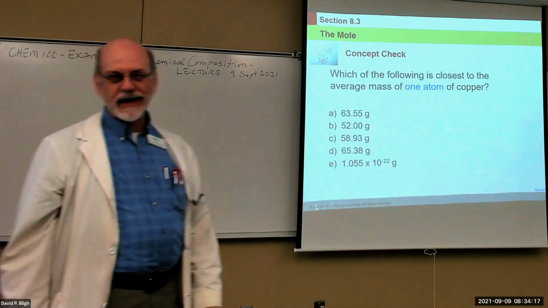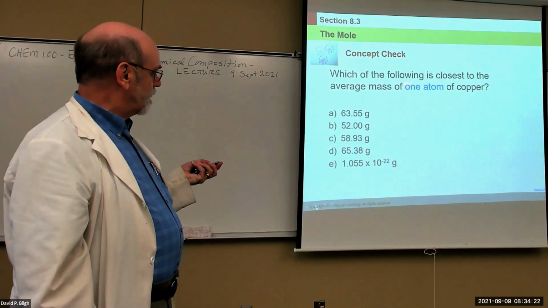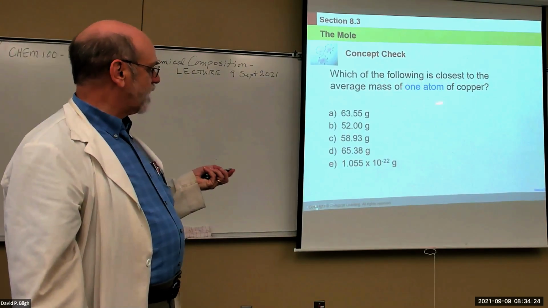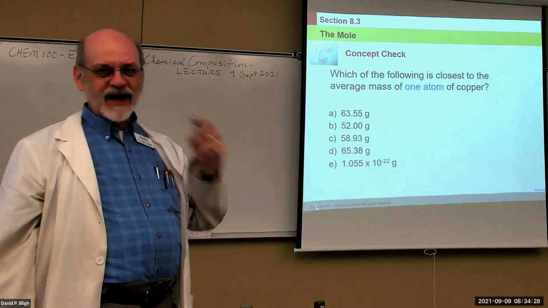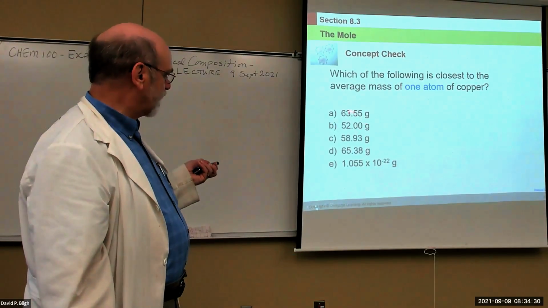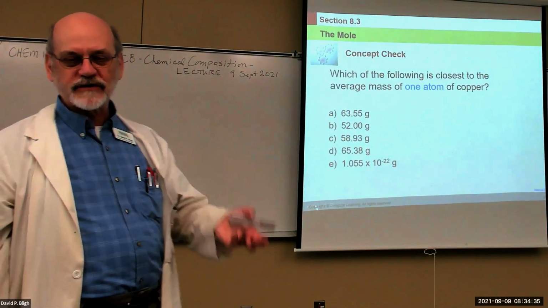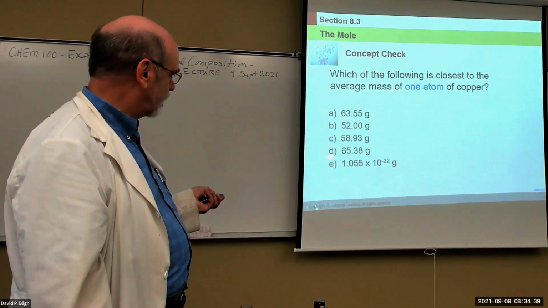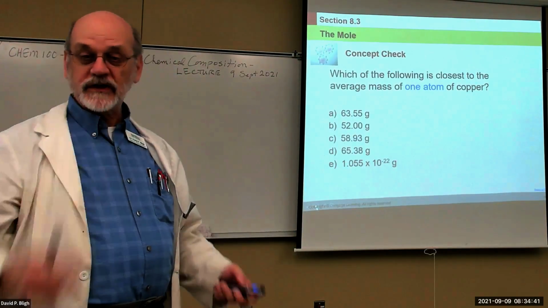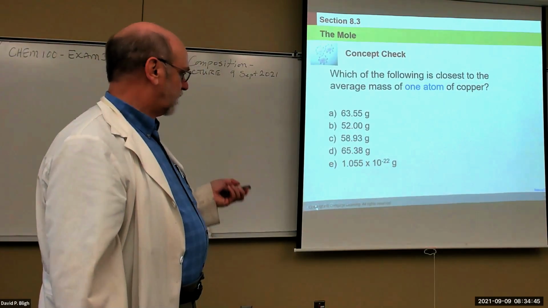This is kind of a dumb slide, really. One atom of copper, what's the mass of one atom of copper? One atom of copper is not going to weigh that many grams. So if you see this question on a test, you can instantly go to E as your answer, because we know the atom is going to be much, much less than any one of these.